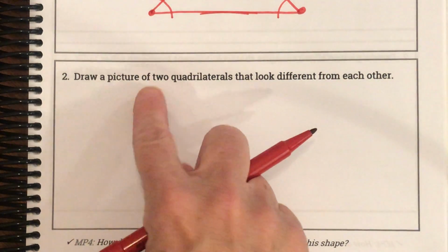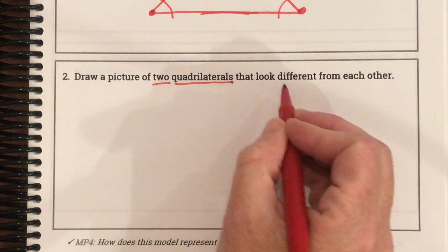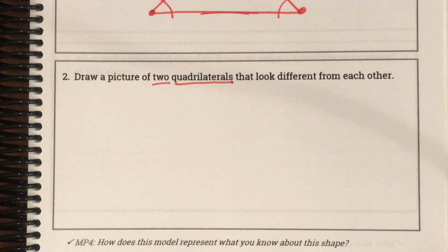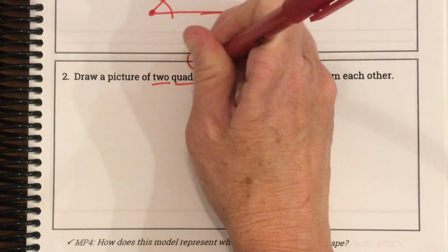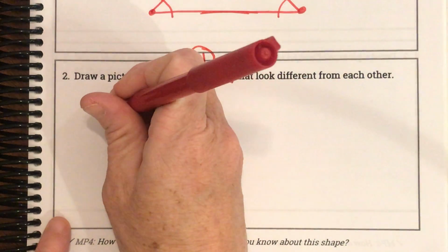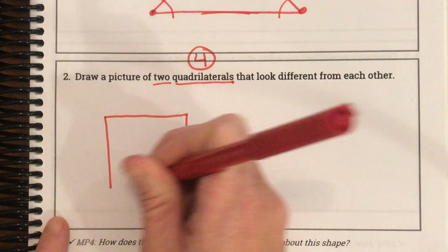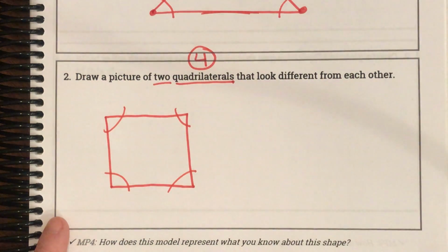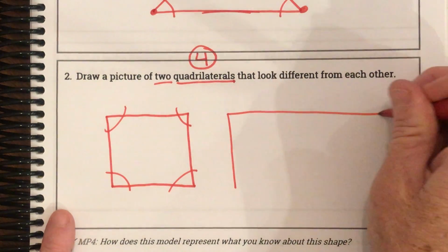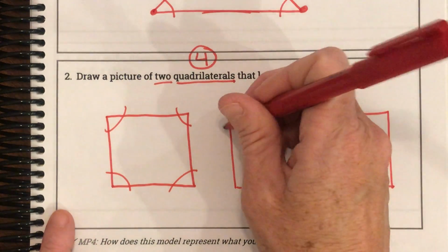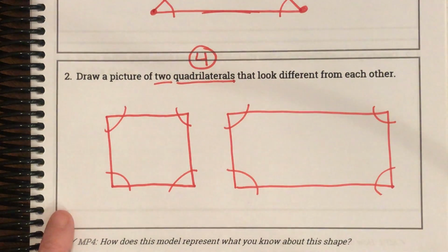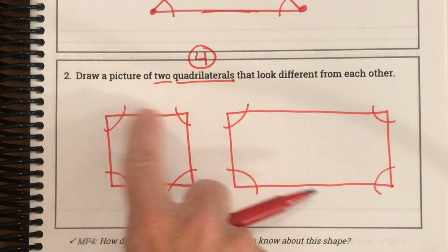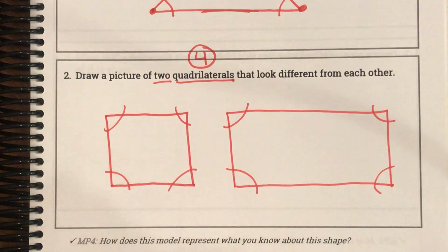Okay, let's look at my next one. It says, draw a picture of two quadrilaterals that look different from each other. So they want me to draw two pictures, but they want quadrilaterals. Well, quadrilaterals have four sides and four angles. So I could draw a special quadrilateral that many of you know is called a square that has four sides that are the same. And here are my four angles. Or I could draw a rectangle, another quadrilateral that some of us know a lot about, and it has my four angles and my four sides. Those are both quadrilaterals because they have 1, 2, 3, 4 sides, and they both have four angles. So these are the attributes that tell me that it's a quadrilateral.